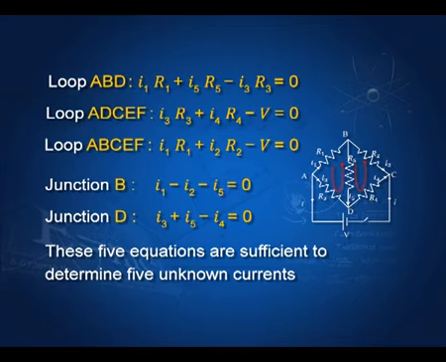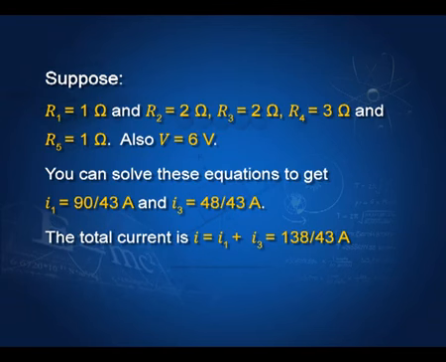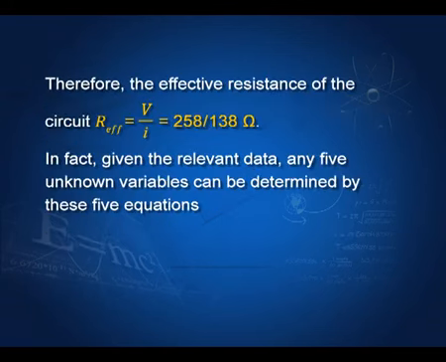and ABCEF. So, these are the 3 loops we have used, and then junction B and junction D. That is, here this current is coming, this is going at this place, this is going, this one is coming, this one is coming. So, we used these junctions and we solved them simultaneously, very simple for you, and you can find the currents in various branches.